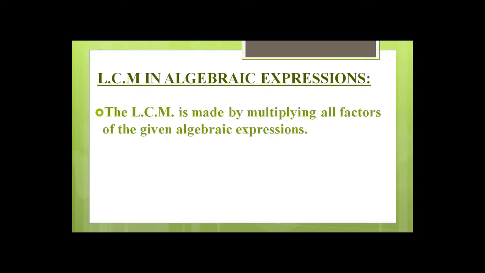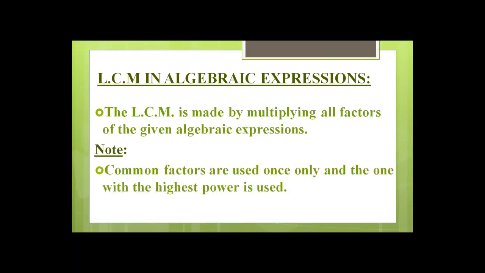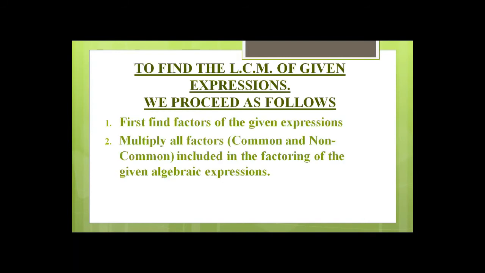LCM in algebraic expression. What is the LCM in algebraic expression? The LCM is made by multiplying all factors of the given algebraic expression. Note that common factors are used once only, and the one with the highest power is used. Now, to find the LCM of the given expression, we proceed as follows. First, find the factors of the given expression. Here two algebraic expressions are given, so the first step is to find the factors of both expressions.